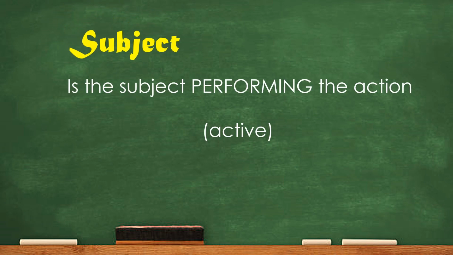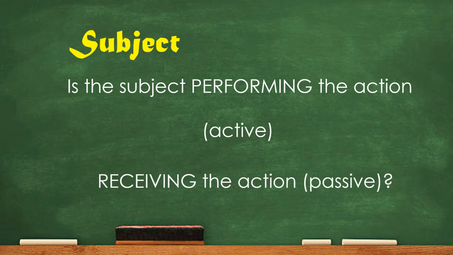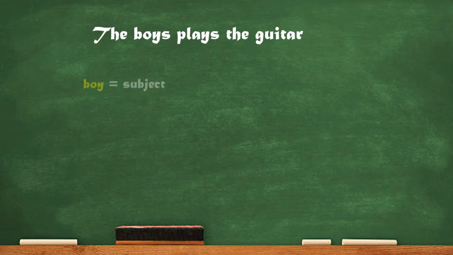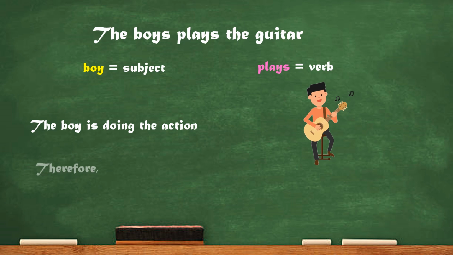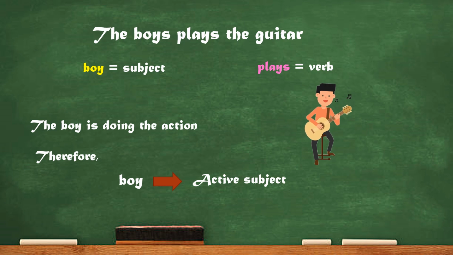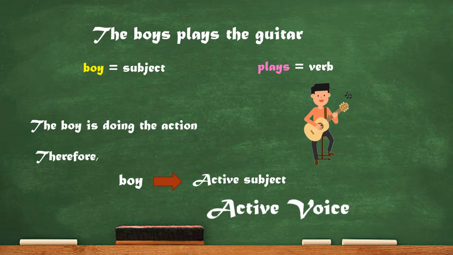Now, for a clear understanding of the difference between the active and passive voice, let us look at the subject. Is the subject performing the action, active, or receiving the action, passive? An example: the boy plays the guitar. Boy equals subject, plays equals verb. The boy is doing the action. Therefore, the boy is the active subject. Because the boy is the active subject, then the sentence is written in the active voice.